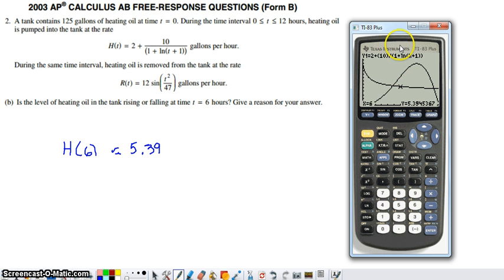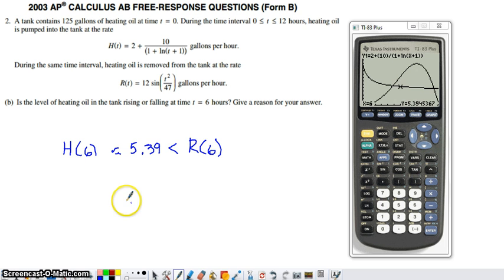So if heating oil is entering the tank at 5.39 gallons per hour at t equals 6, and heating oil is leaving the tank at a value slightly larger than that, what you're going to be able to say to answer part B here is that h of 6 is 5.39, which is going to be less than r of 6, the rate at which heating oil is leaving the tank. And what this implies is that the level of heating oil in the tank is falling at t equals 6. We'll wrap up part C and part D in a different video.